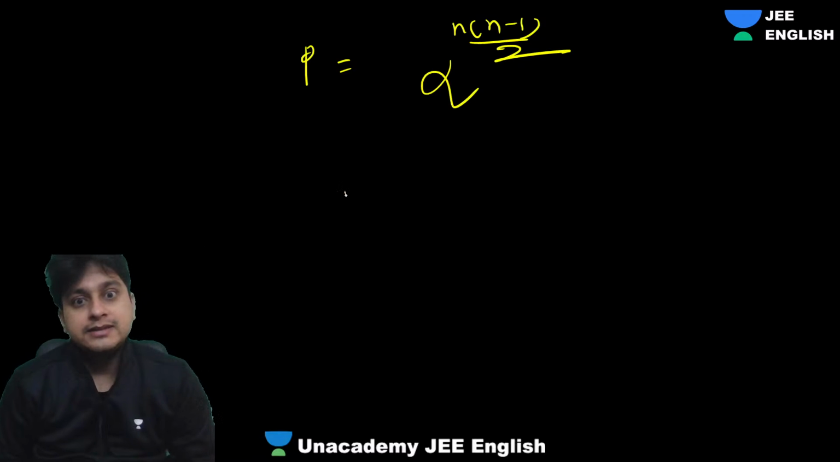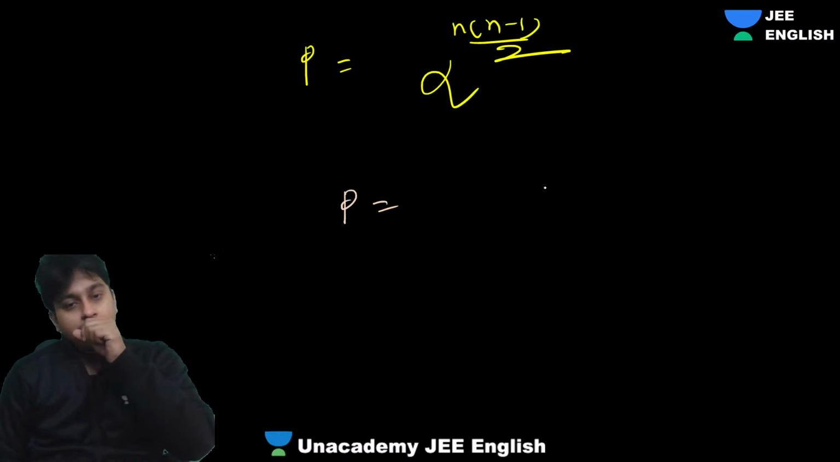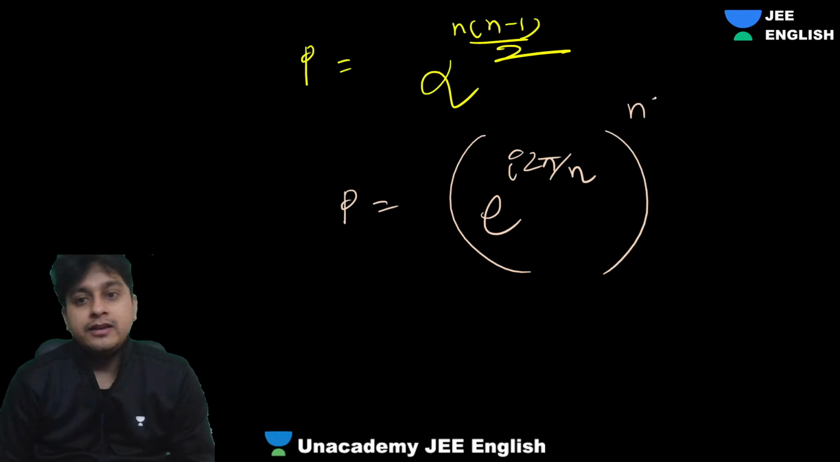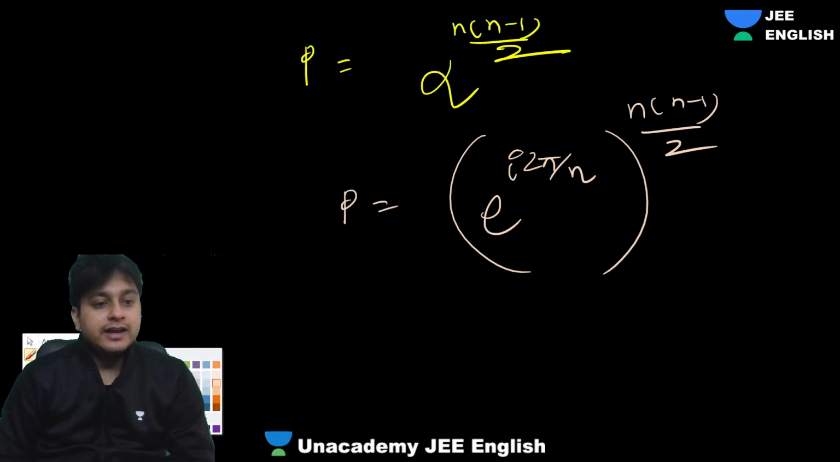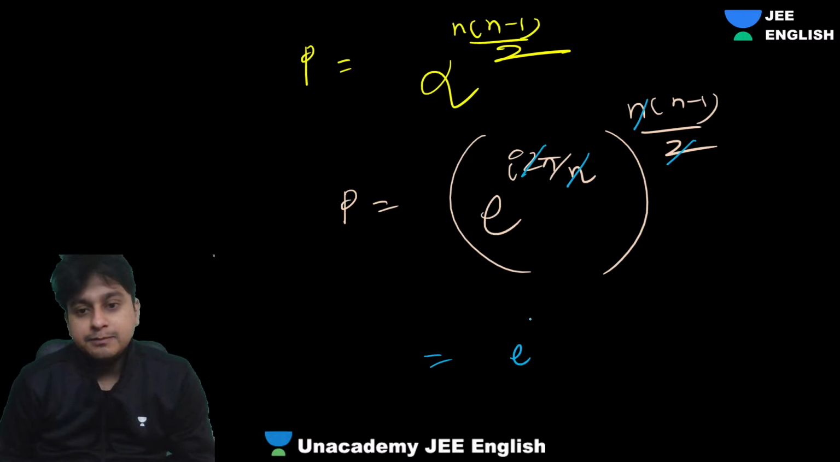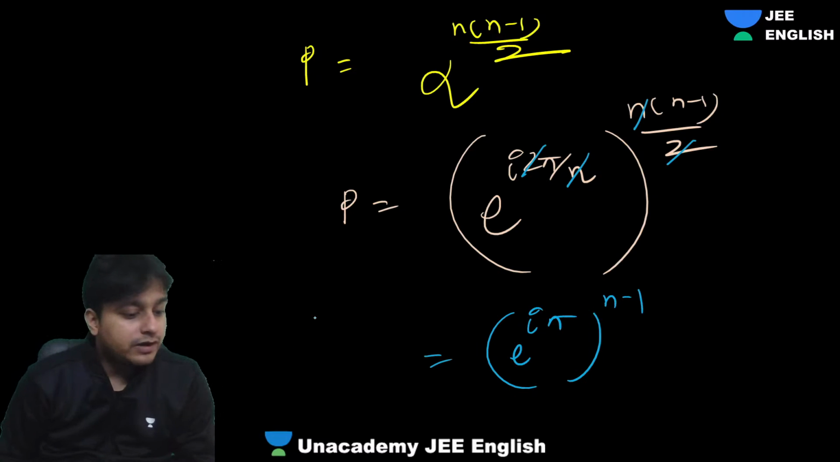Okay, guys. So now this is the product. So what will be coming, guys? P will be alpha. We already know alpha is e power i 2 pi by n, whole power n into n -1 by 2. So what will happen? We can see here that your n and n will cancel, 2 and 2 will cancel. We will get e power i pi power n -1.